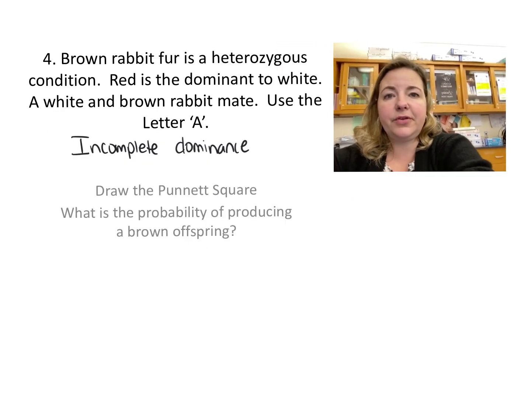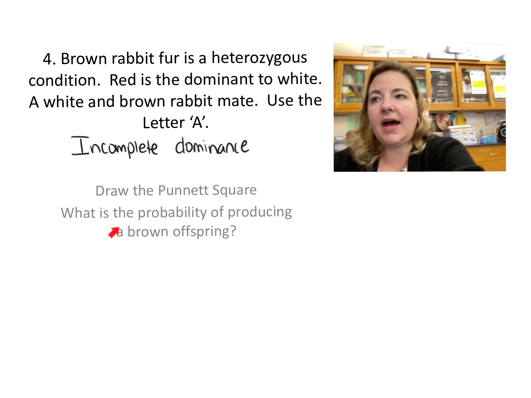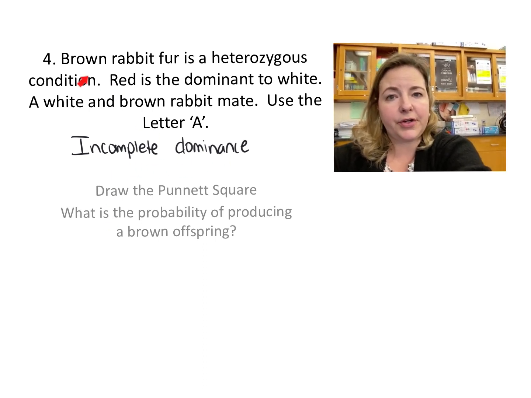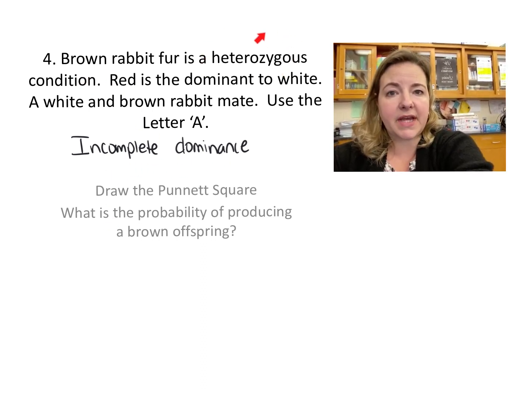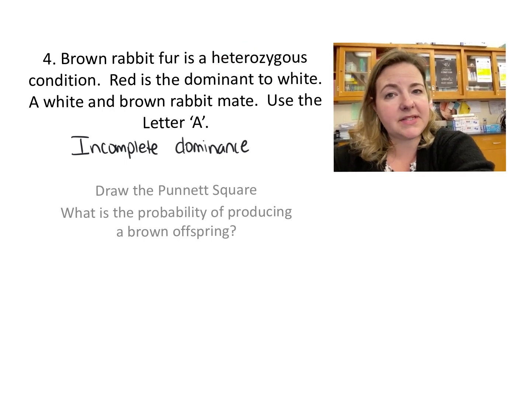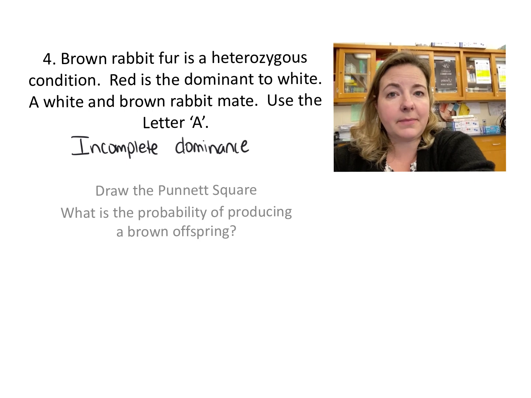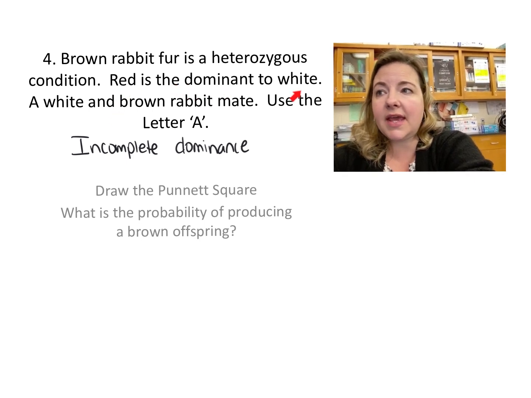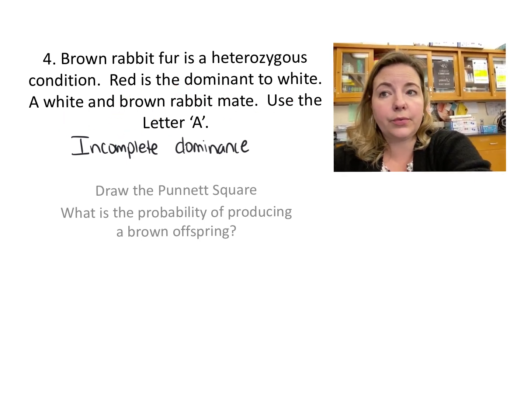The next example for incomplete dominance, we have brown rabbit fur is going to have the heterozygous trait. So that's our third phenotype. So that's why this is incomplete dominance. Red is dominant to white, and we're going to cross a white and a brown rabbit.